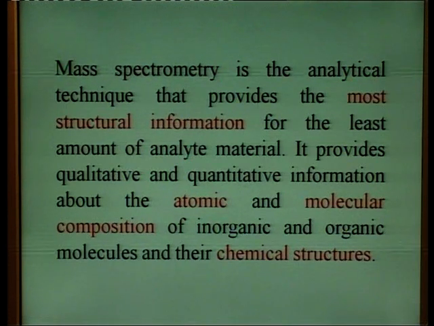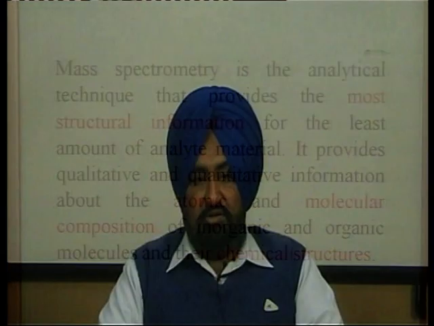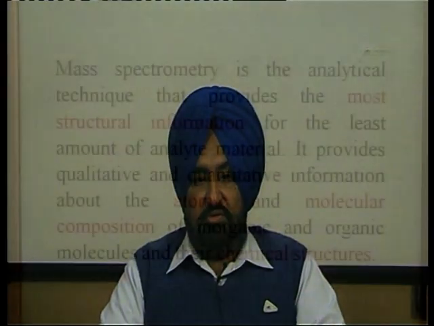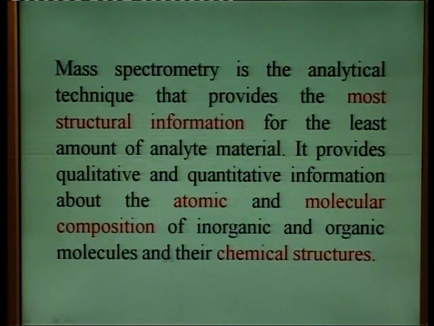IR, NMR, UV are very important, but mass spectrometry is very important as far as the analytical method is concerned, because this gives information regarding its structure and molecular weight, whereas the other methods are just indicative of the various groups present in the compounds. So, here we get the atomic and molecular composition as well as the chemical structures.